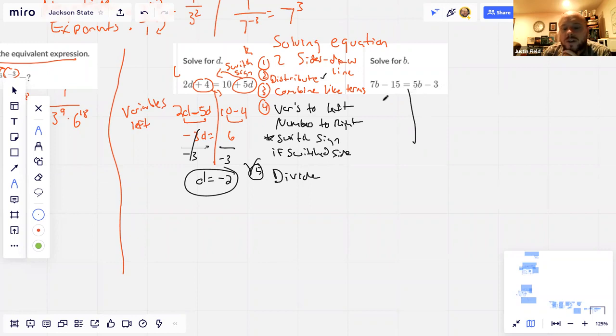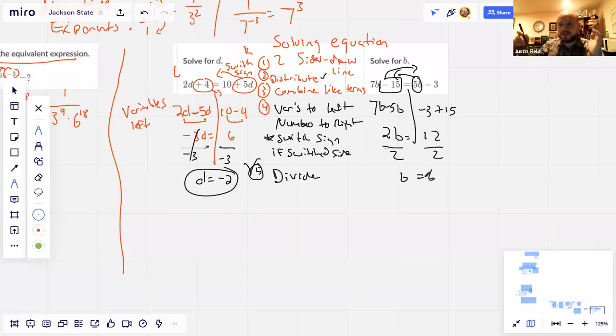Okay, so variables on the left, 7b, and this coming over, it's going to be negative 5b. This negative 15 is going over to that side. Bring down the -3, and the -15 becomes +15. Switch the sign. 7 minus 5 is 2. -3 plus 15 is 12. And now we divide. And the answer is 6.